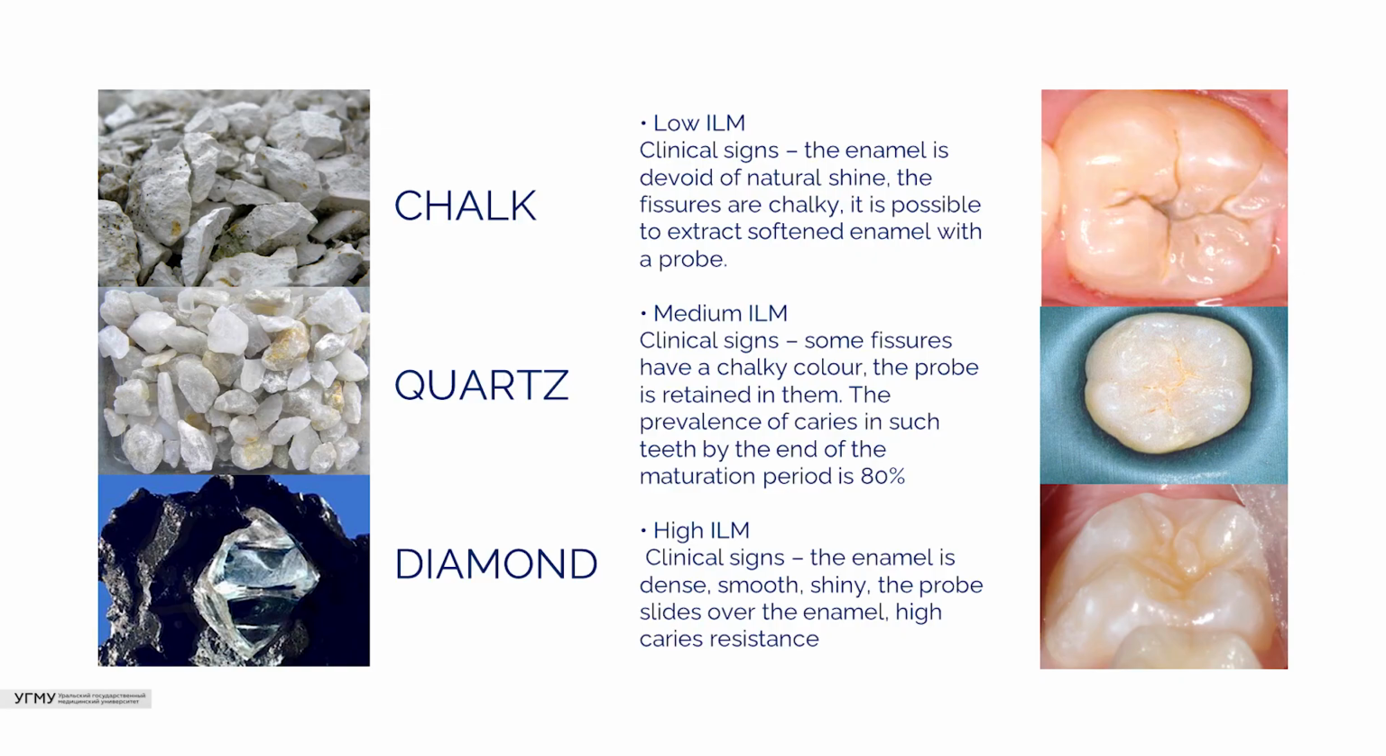Medium initial levels of mineralization. Clinical signs: some fissures have a chalky color, the probe is retained in them. The prevalence of caries in such teeth by the end of the maturation period is 60–80%. Low initial levels of mineralization. Clinical signs: the enamel is devoid of natural shine, the fissures are chalky, it is possible to extract softened enamel with a probe. Caries in such fissures develops very quickly, within 1 to 2 years, especially with poor oral hygiene.